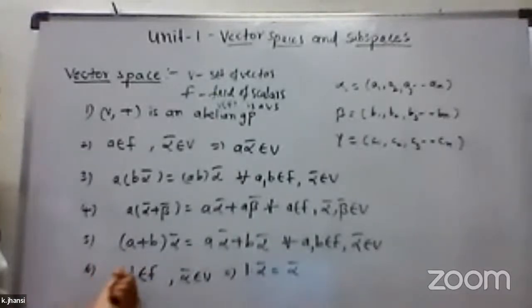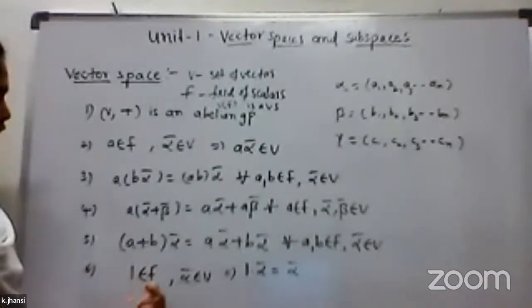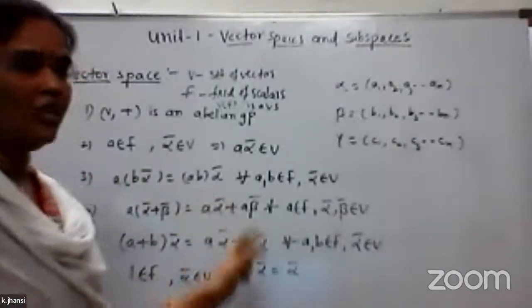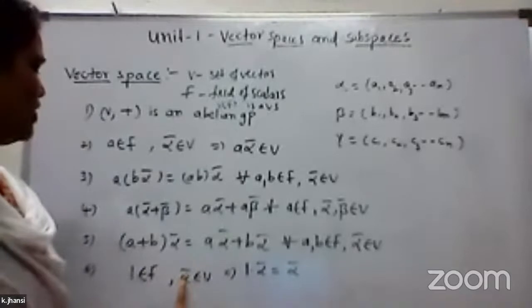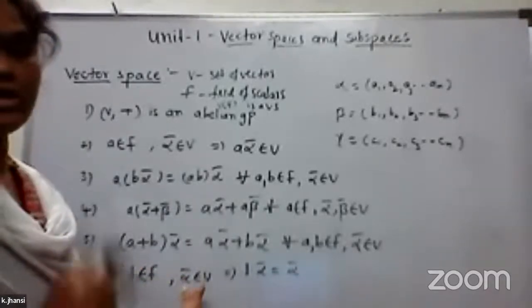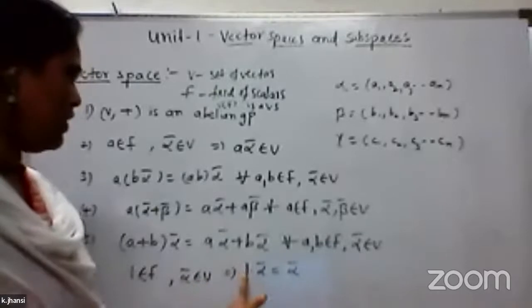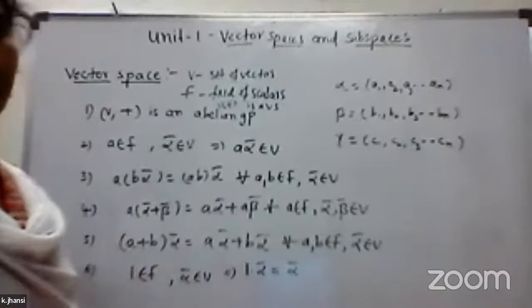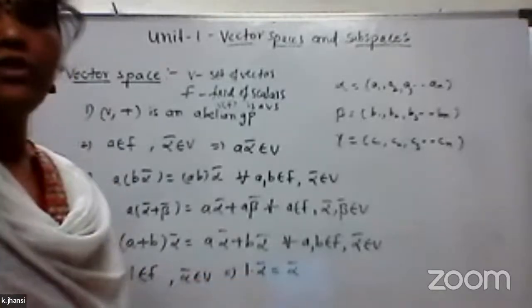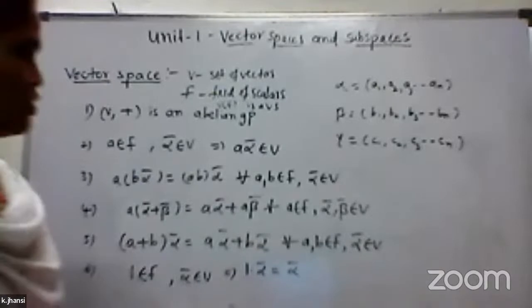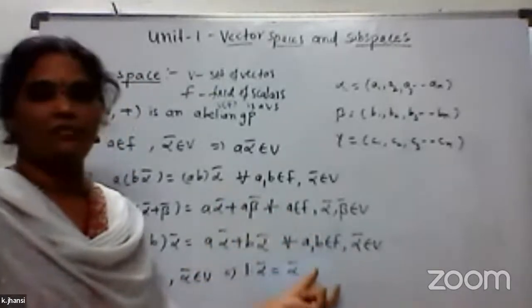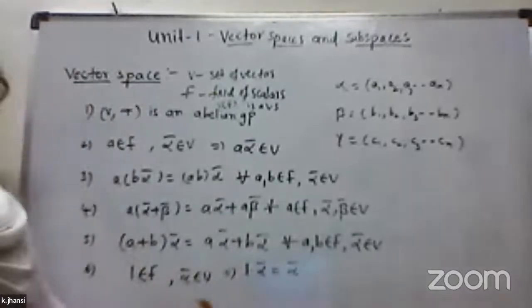And the last one is the multiplicative identity. Here 1 is the multiplicative identity which belongs to the field of scalars. When you multiply it with the set of vectors, that is alpha bar, you get 1 into alpha bar equals alpha bar. We all know that any element multiplied by 1 gives the same element. So if that element belongs to V, then this sixth property is satisfied.